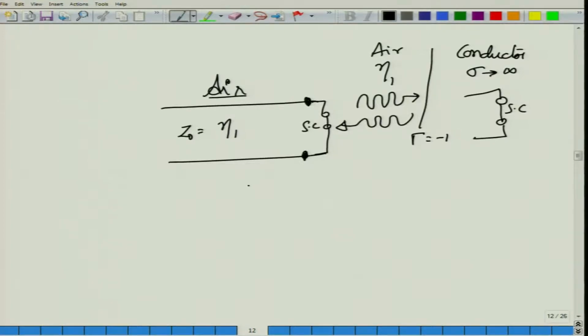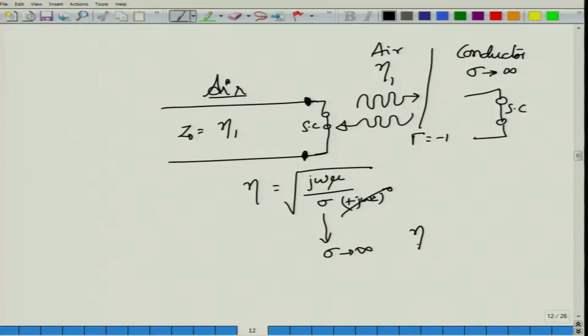Yes, we have already seen that the impedance of a conducting material is complex, and it is given by the square root of j omega mu divided by sigma. We have seen this one earlier. Of course, there is a plus j omega epsilon term, but we neglect it, assuming that this is a good conductor. But now we are not even talking of a good conductor, we are talking of a perfect conductor. For a perfect conductor, sigma goes to infinity, and therefore eta goes to 0. So, the impedance of the perfect conductor goes to 0.